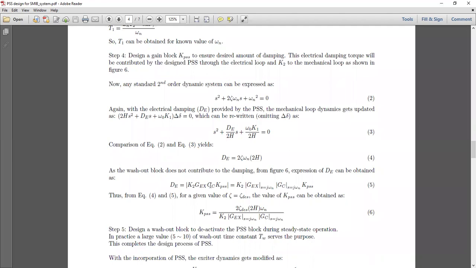Again, these are to be calculated at the natural frequency of oscillation for our system. But how are we getting it? We are getting it because we know along which path this delta E would be transmitted from the PSS to the mechanical loop. I showed it earlier. Let me show the path again. You are getting K2, GEX, GC, and KPSS. So remember these 4 terms: K2, GEX, GC, and KPSS.